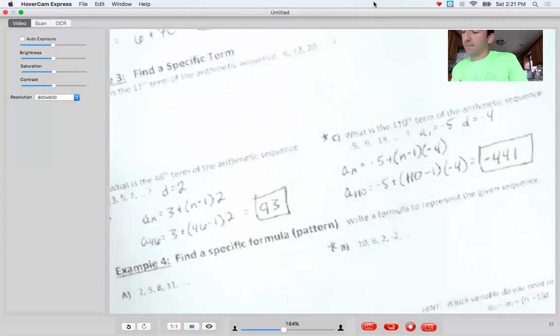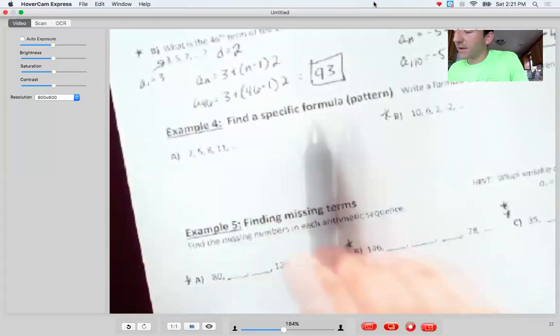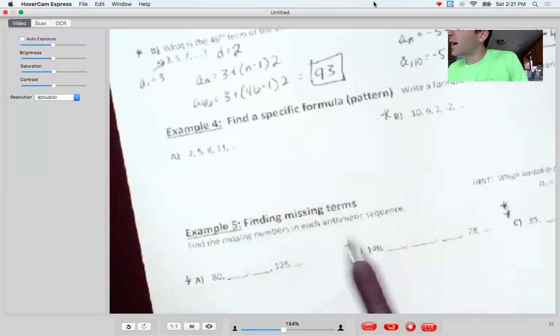Anyways, a couple more here. The next one says find a specific formula. So we've already kind of been doing this.